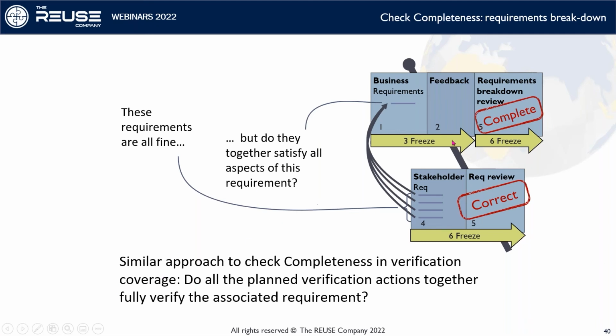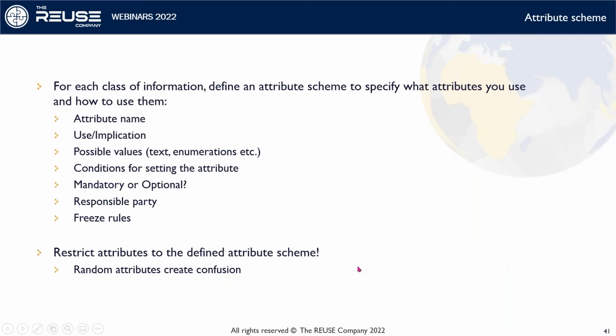And a similar approach, if this would be a requirement and this would be a number of verification activities, we would do the same thing to say, do all these verification activities altogether satisfy or prove that all the aspects of this requirement have been checked and verified. Okay, and so we will have a bunch of attributes and we would need to document them.